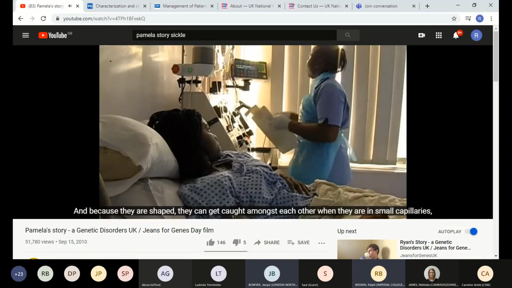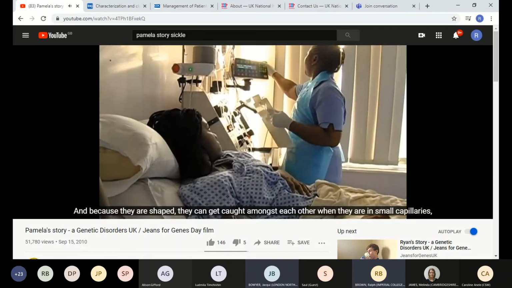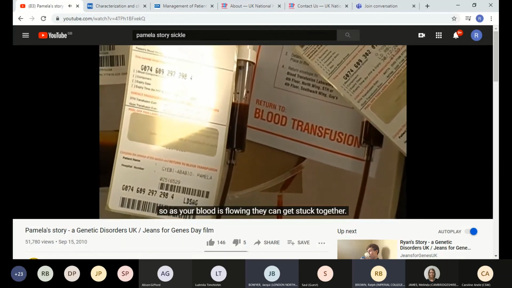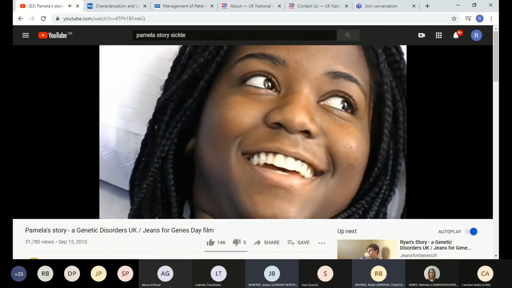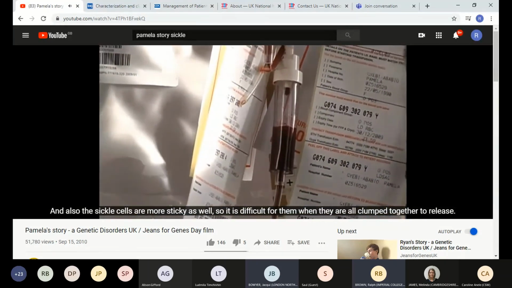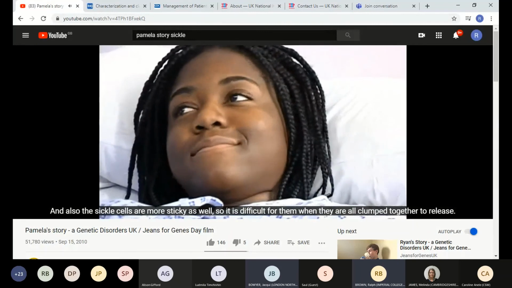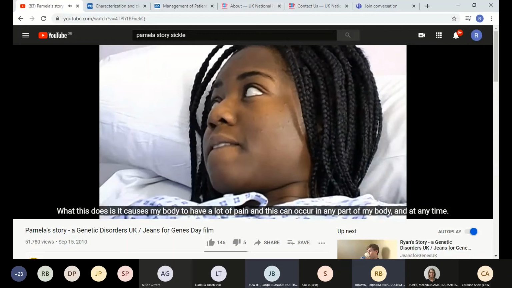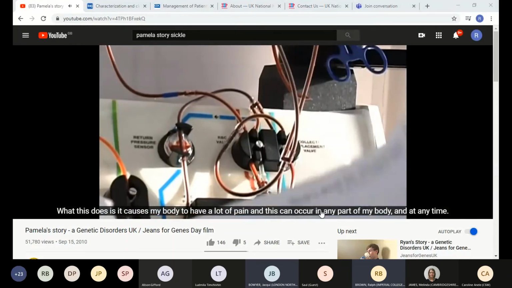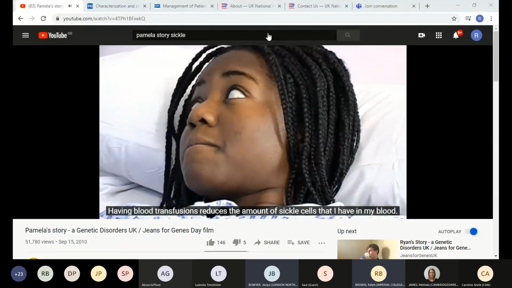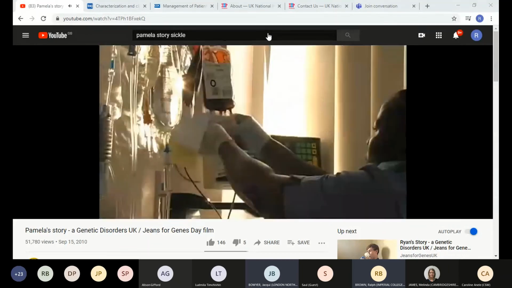And because they're shaped like that, they can get caught amongst each other when they're in small capillaries. So as your blood is flowing, they can get stuck together. And also the sickle cells are more sticky as well. So it's difficult for them when they are all clumped together to release. And what this does is it causes my body to have a lot of pain. And this can occur in any part of my body and at any time. Having blood transfusions reduces the amount of sickle cells that I have in my blood.